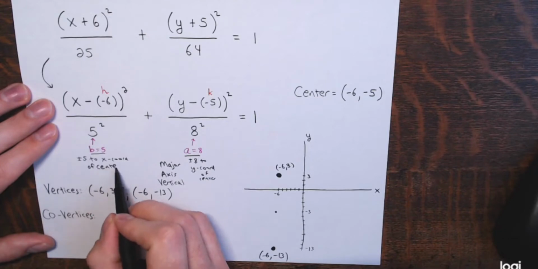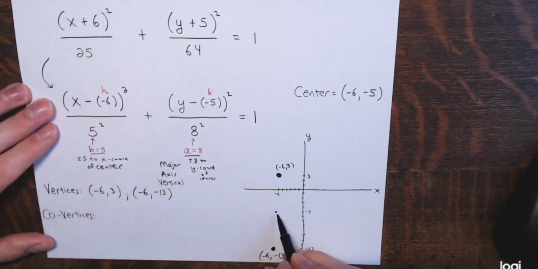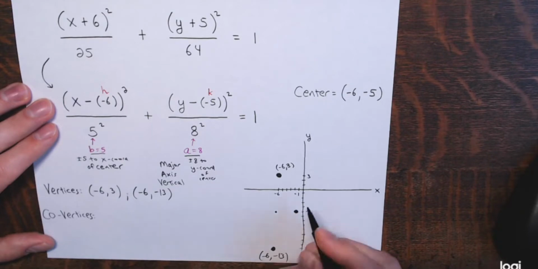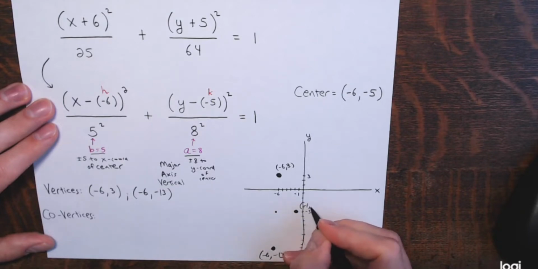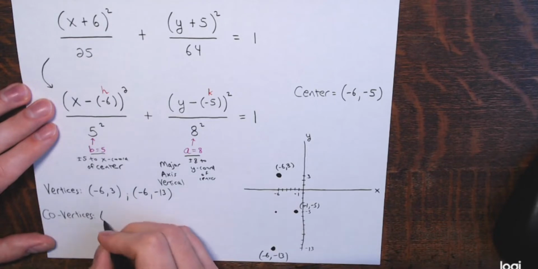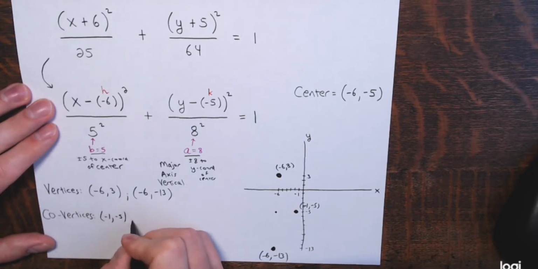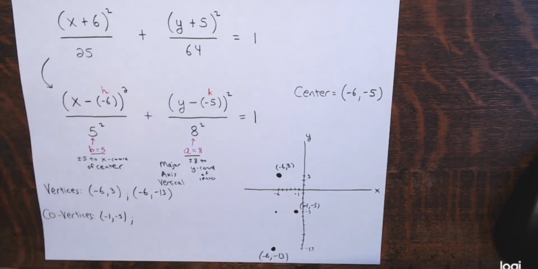Or go from the center to the right 5 units. So here would be the point negative 1, negative 5. Negative 1, negative 5 would be a co-vertex. And once again, you can check this out. Replace x with negative 1 and y with negative 5 back in this equation, and you'll get 1 plus 0 equals 1.